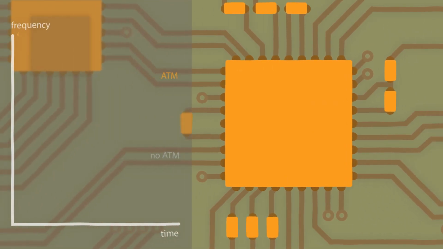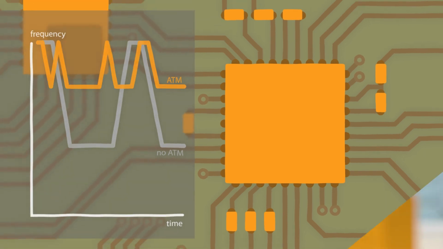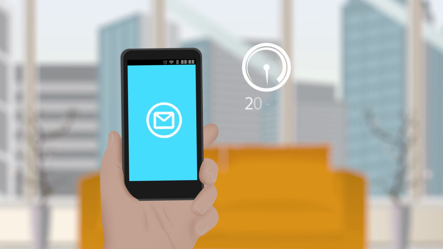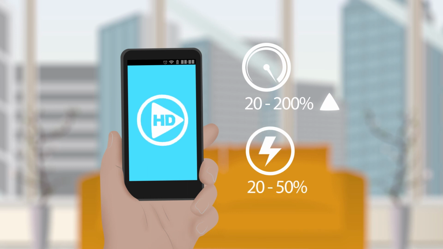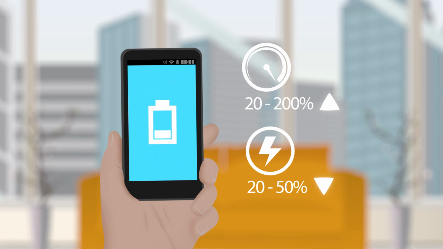This approach not only minimizes the effect on performance, but also increases power efficiency when compared to traditional dynamic thermal management systems that simply throttle performance at fixed temperature points. CorePilot 2.0 increases performance from 20% up to 200% and reduces power consumption from 20% up to 50%, allowing your phone to do more and still have more battery life left at the end of the day.